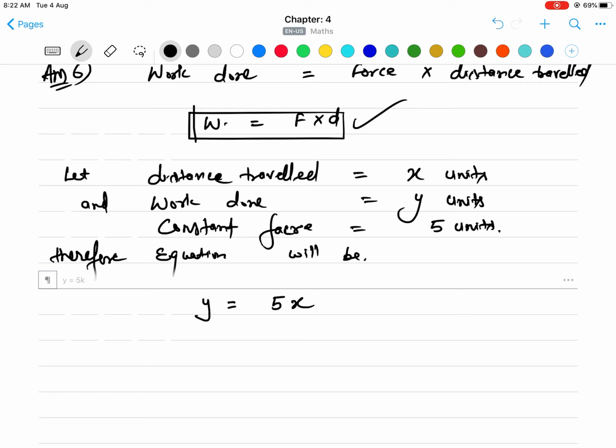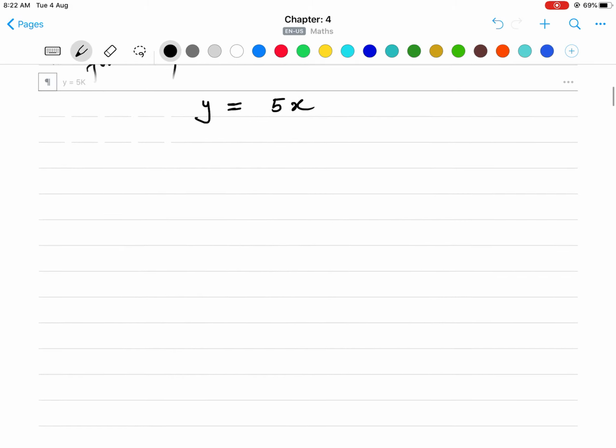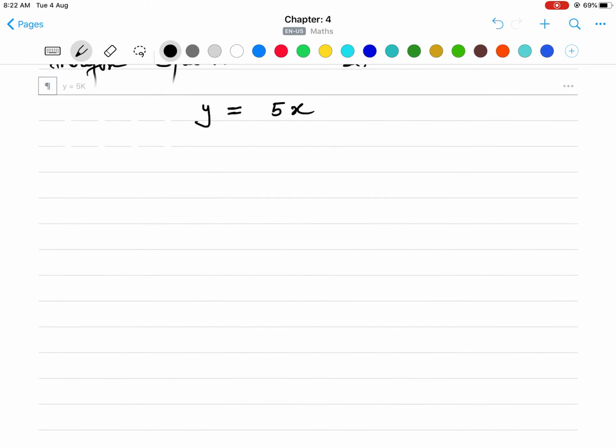It involves an equality sign, so this is a linear equation in two variables representing the work done by a body on application of a constant force. Now we have to plot this on the graph paper. First we'll find certain solutions. Let's take x equals 0, then y equals 5 times x; at the place of x we write 0, so 5 into 0 is 0, and y is also 0.